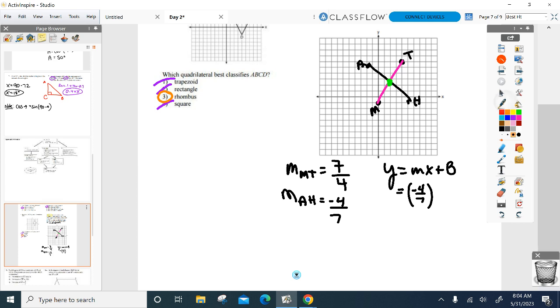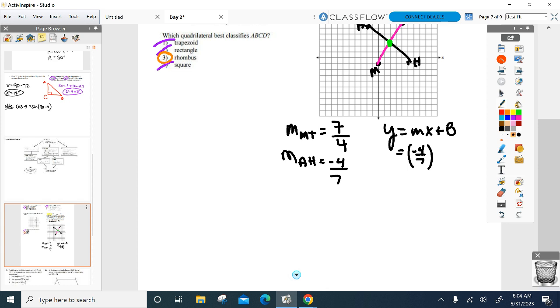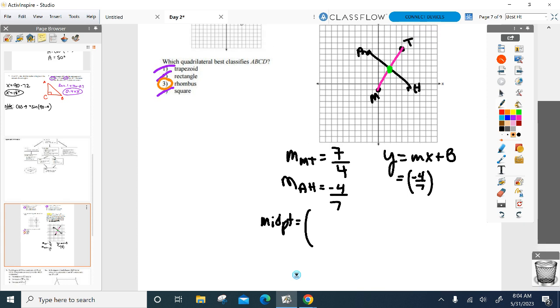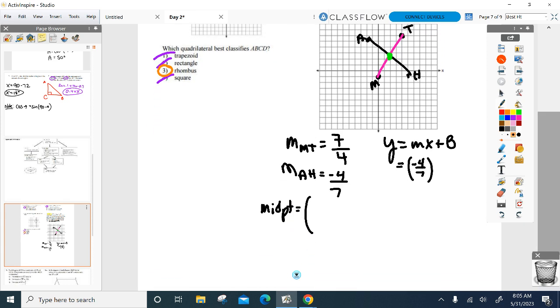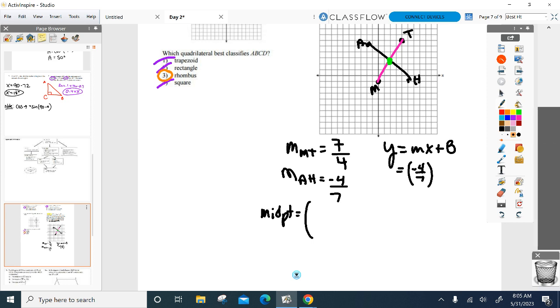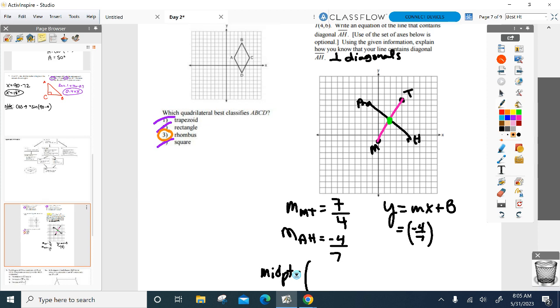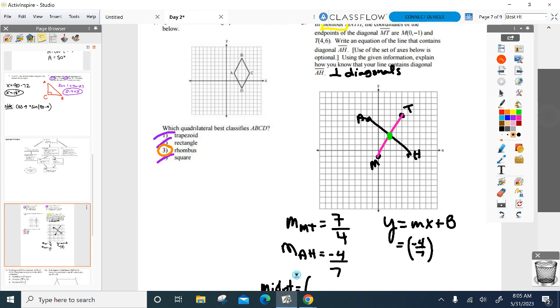So there's another formula for this. Midpoint. Anybody remember that formula? Welcome to the Regents. Add your x's, divide by 2. Add your y's, divide by 2, right? x1 plus x2 divided by 2. y1 plus y2 divided by 2. So find the midpoint of MT, and it's the same midpoint as AH because they bisect each other.